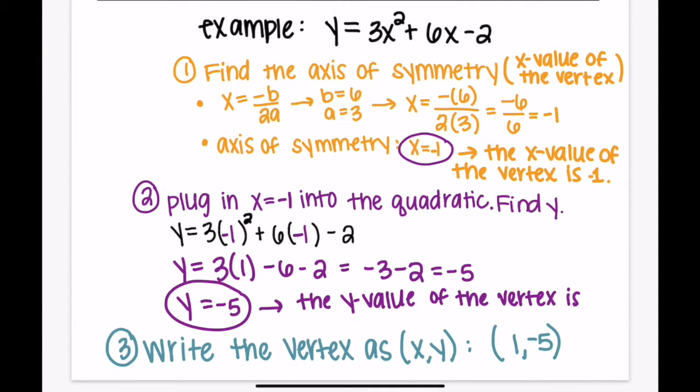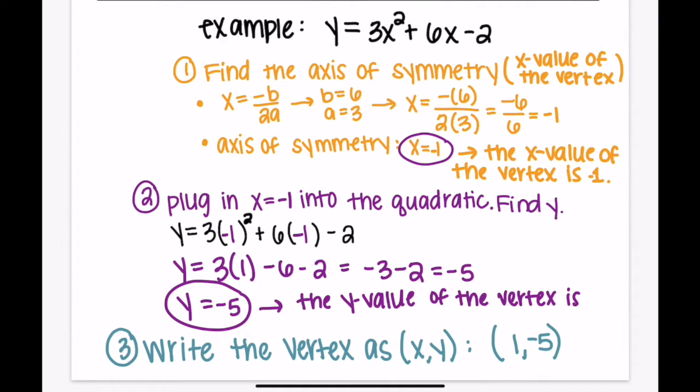Now we're going to plug in negative 1 into the quadratic to find y. Everywhere that there was an x up here, we're plugging in negative 1 in its spot. So we plugged in negative 1 here and negative 1 here. Now when we simplify, negative 1 squared means negative 1 times negative 1, and a negative times a negative is a positive 1. Then we have positive 6 times negative 1, which is negative 6, and then bring down the negative 2.